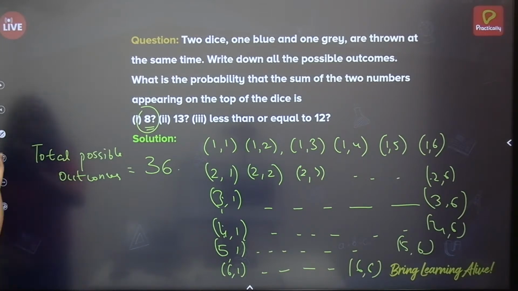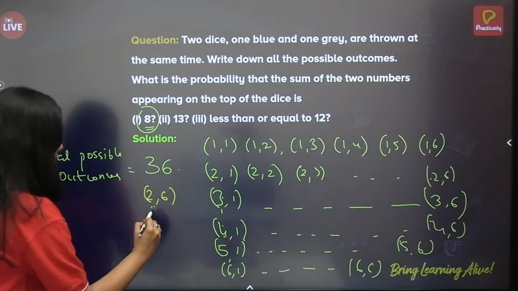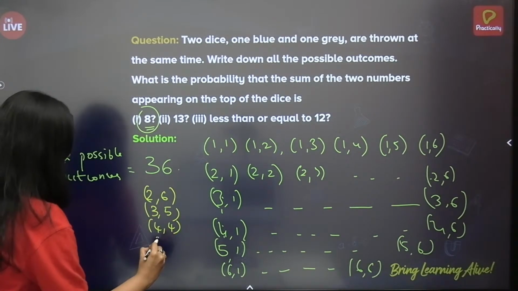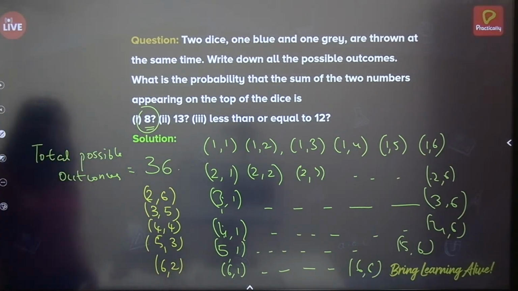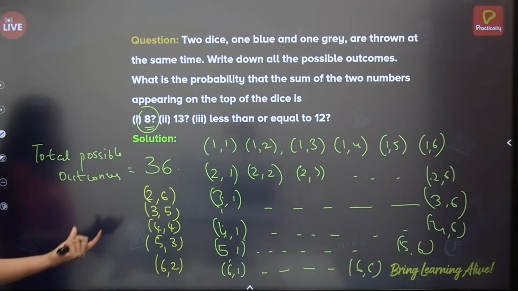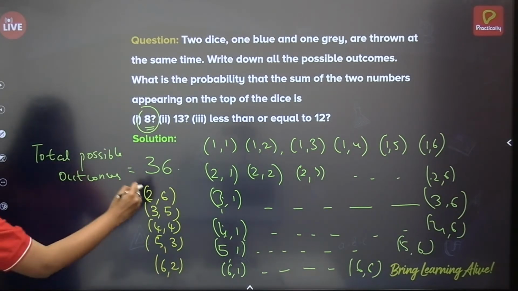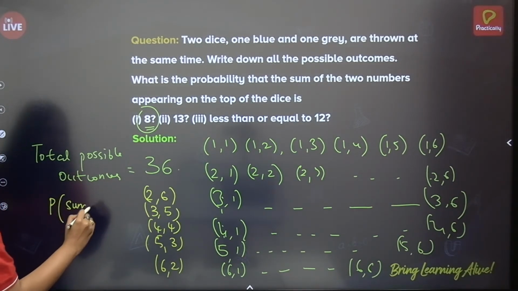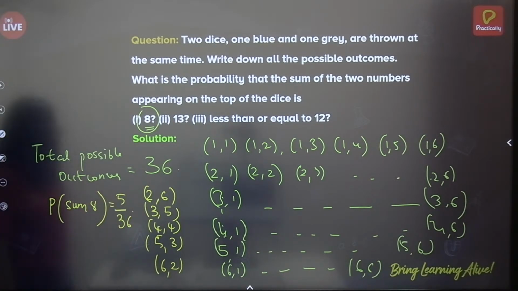Okay, let us list it. It can be 2,6, right? 3,5, 4,4. Next 5,3. Next is 6,2, correct? Is there any other chance we would get the sum 8? No way. So how many favorable outcomes are there? 1, 2, 3, 4, 5. So the probability of sum 8 is 5 by 36. Okay. Next.